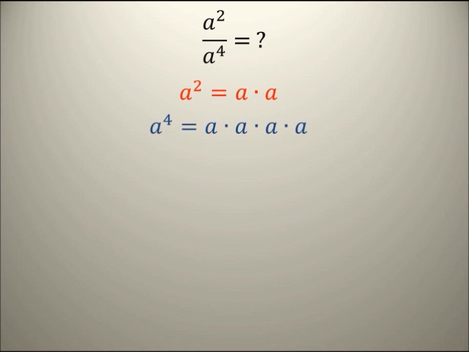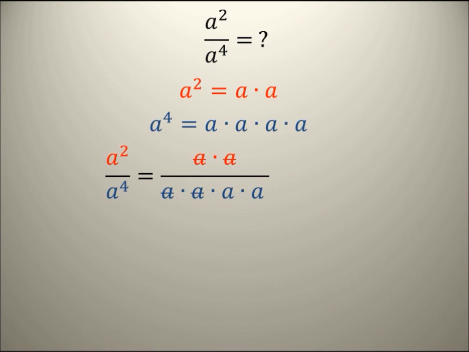Moving on to our next example, we have a squared divided by a to the power 4. A squared equals a times a, and a to the power 4 equals 4 a's multiplied together. Substitute those in, and you can see that 2 a's from the top cancel with 2 a's from the bottom, leaving 2 a's on the bottom, or 1 divided by a divided by a. Now notice in the denominator, we have 2 a's multiplied together. Using indices laws, we can simplify that to 1 over a squared, or if we wanted to write it even shorter, we could say that's a to the power minus 2.